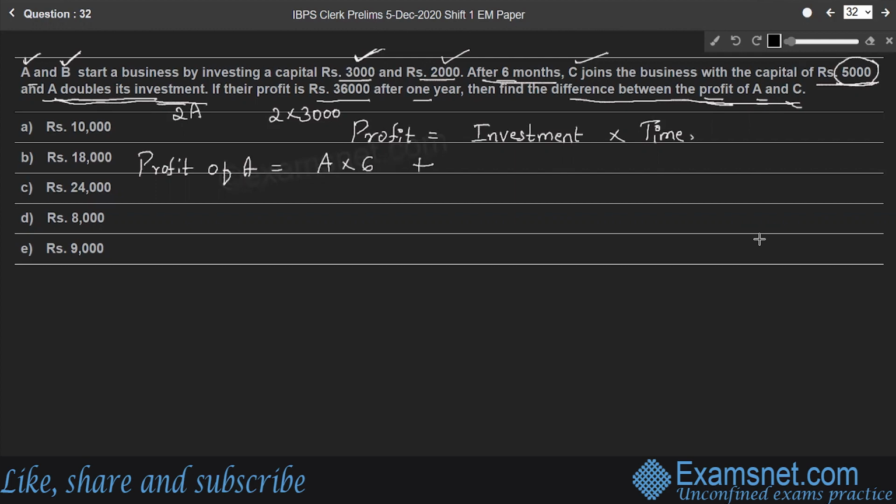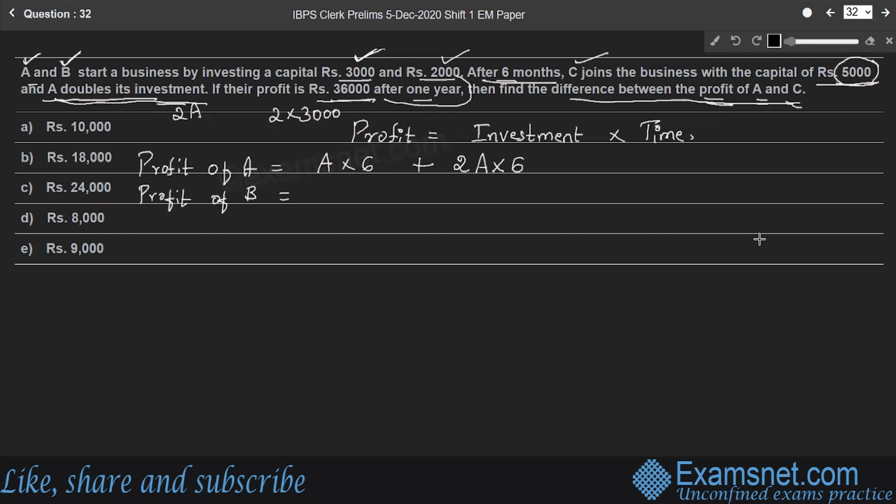Plus, after 6 months, he doubles his investment. Therefore, 2 times 3,000 into 6. The remaining months are 6 months, because in the whole 1 year, the profit is 36,000. It is already given, right? So, next part, profit of B.